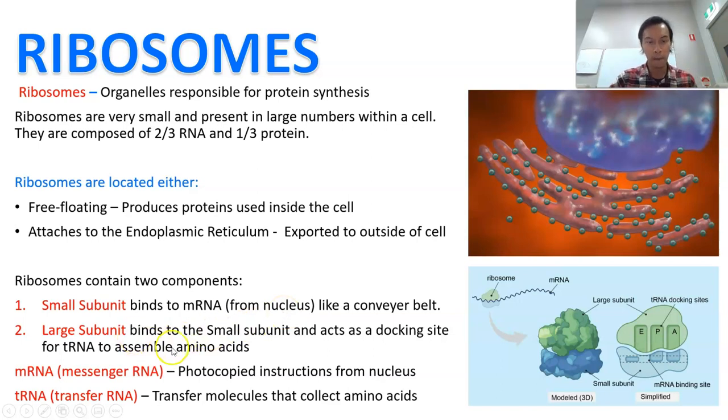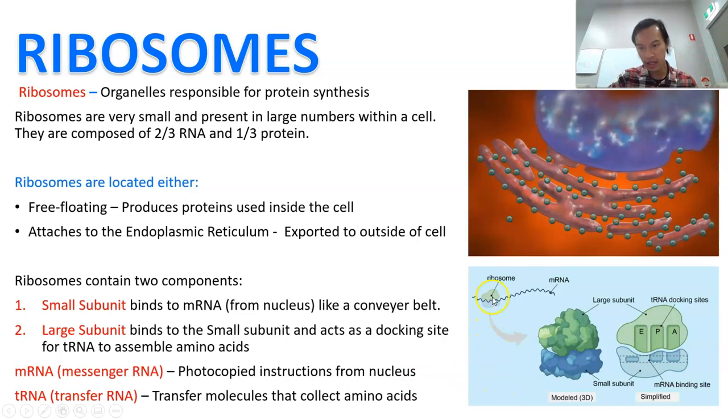The large subunit binds to the small subunit and acts like a docking site for another type of molecule called a tRNA to assemble the amino acids. mRNA and tRNA are sometimes confused with one another, but they are different types of molecules responsible for different things. mRNA are the photocopies of DNA that are used as instructions. tRNA, as the name suggests, transfers molecules and collects amino acids to then assemble the proteins.